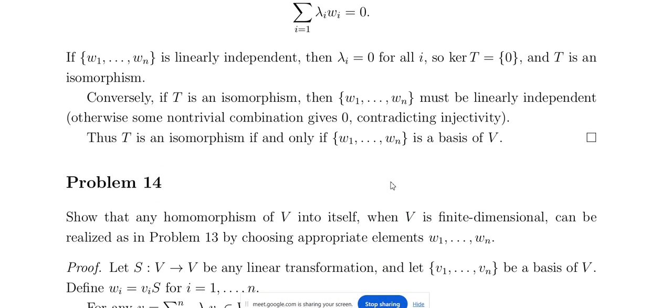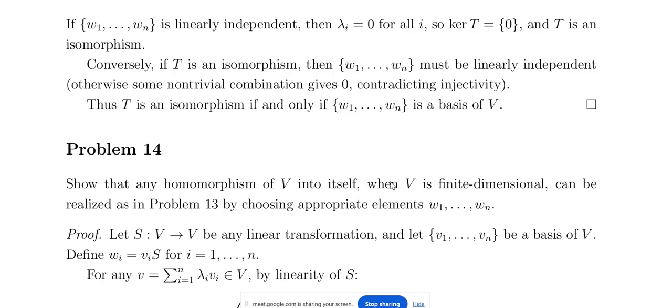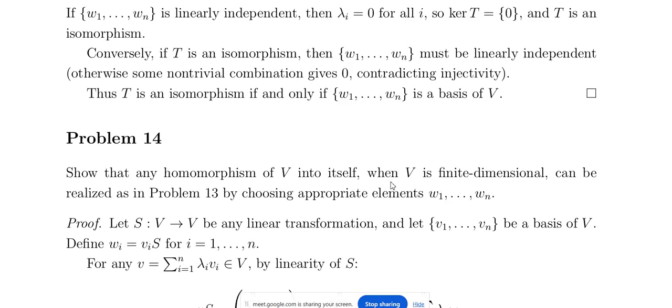T is an isomorphism, and that means W1, W2, ..., Wn must be linearly independent. So T is an isomorphism if and only if W1, W2, ..., Wn form a basis, for a homomorphism of V into itself when V is finite dimensional. From the previous problem, by choosing the appropriate elements, we can choose W1, W2, ..., Wn to be a basis.